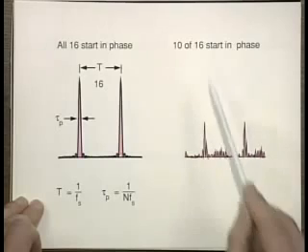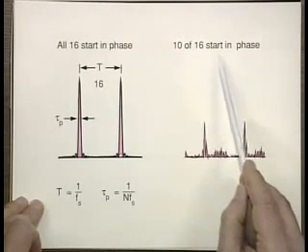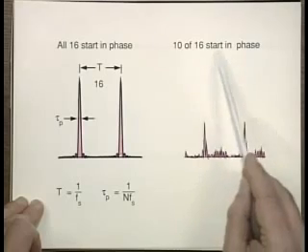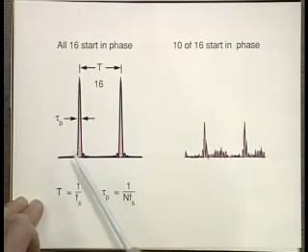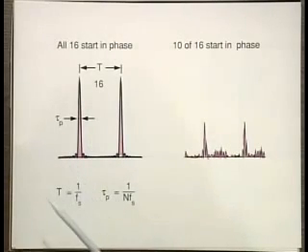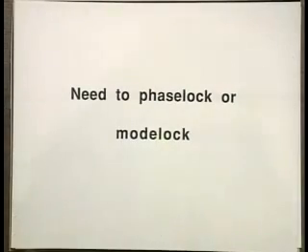And here's an example. What happens if only 10 of the 16 start in phase, and not all 16 of them? Then I get a messy looking output like this, and it's not like this at all. So in order to generate very short pulses out of lasers, I need to get all these modes under the gain curve to start together. And that is the topic of phase locking or mode locking, and we will talk about that later.